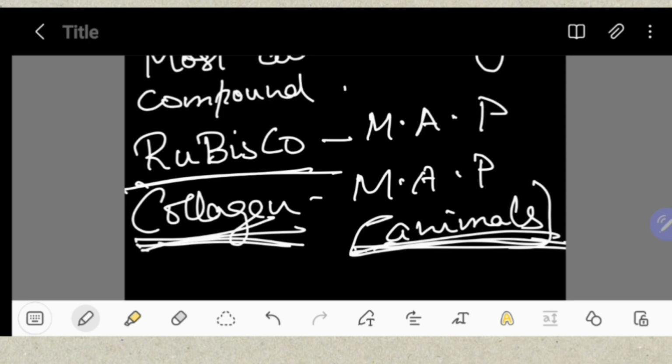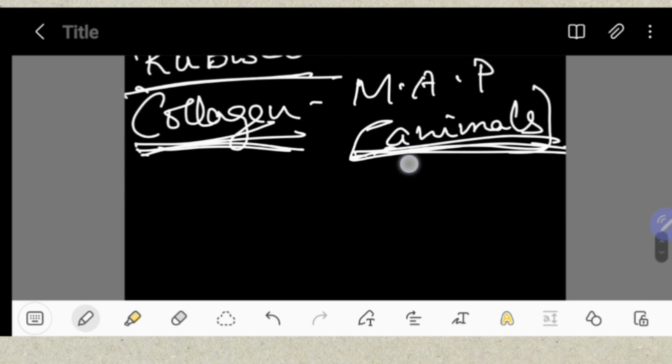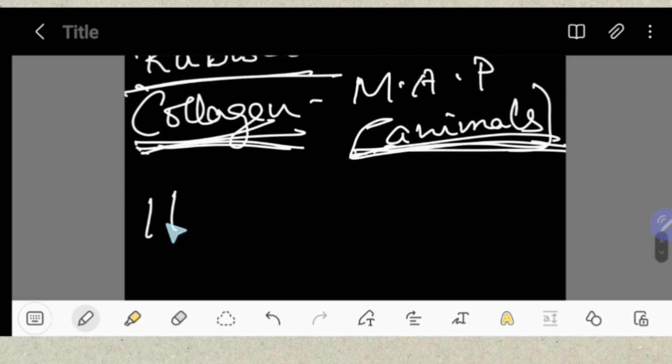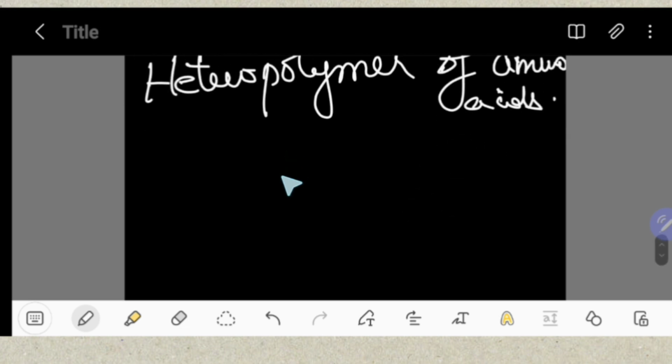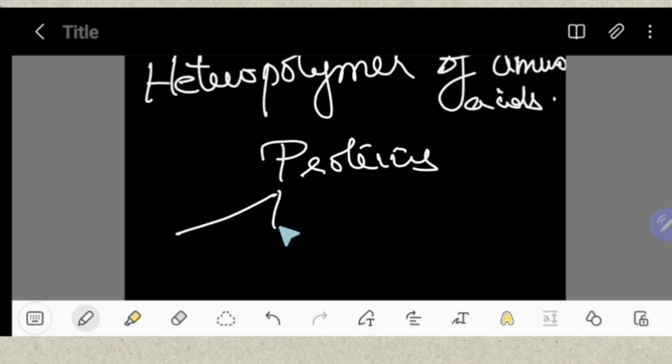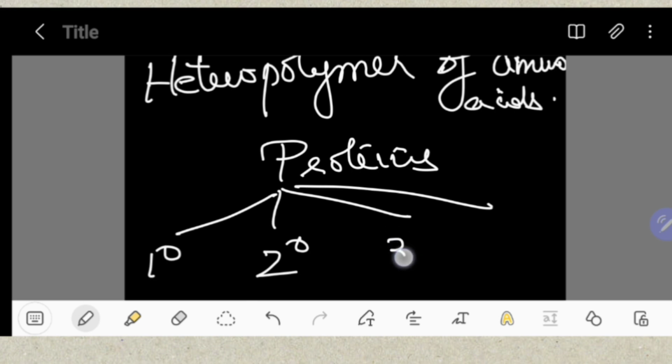Proteins are macromolecules, and they are heteropolymers of amino acids. Are they homopolymers? No, they are heteropolymers, meaning different types of amino acids are joined together to make this protein. They are synthesized in ribosomes. Proteins have four different structures: primary structure, secondary structure, tertiary structure and quaternary structure.